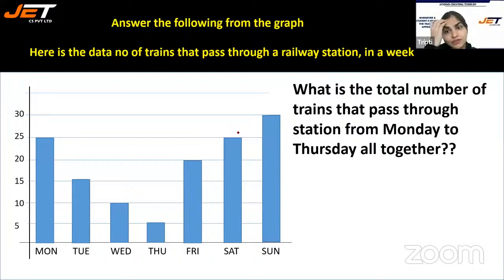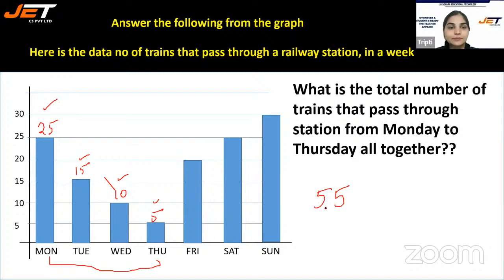What is the total number of trains that pass through the station from Monday to Thursday all together? Monday to Thursday: 25, 15, Wednesday 10, Thursday 5. 25 plus 15 is 40, plus 10 is 50, plus 5 is 55.